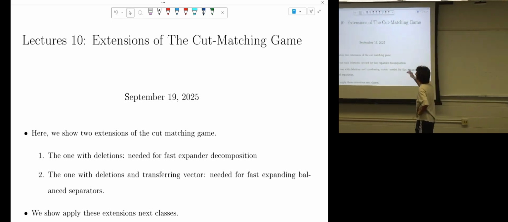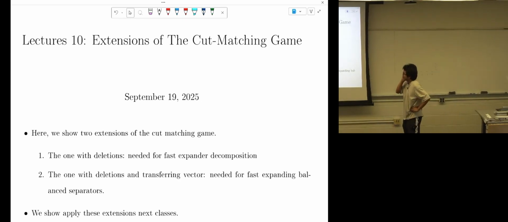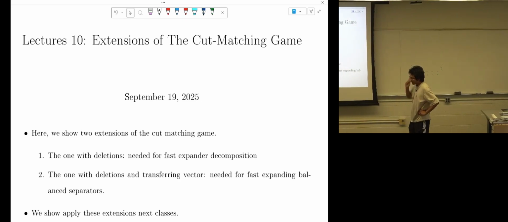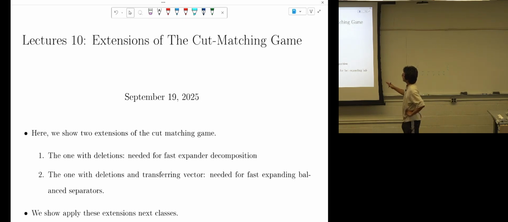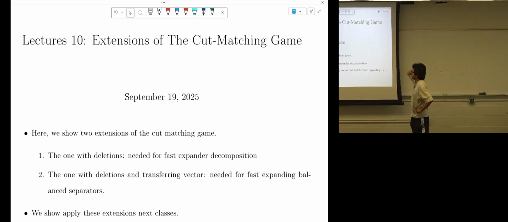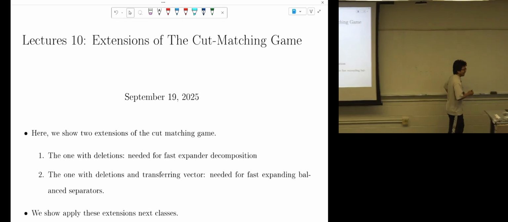We're gonna talk about extension of cut matching game. We finished the analysis of cut matching game, but that's gonna be useful. It's a version that people know, it has been around for 20 years, but this new version I don't think is taught anywhere. You're gonna learn it because it's useful for fast algorithms.